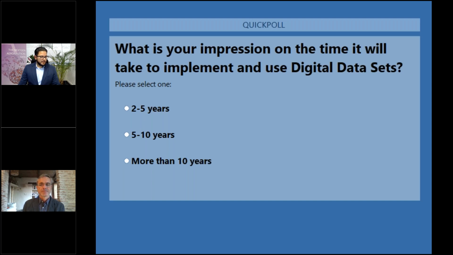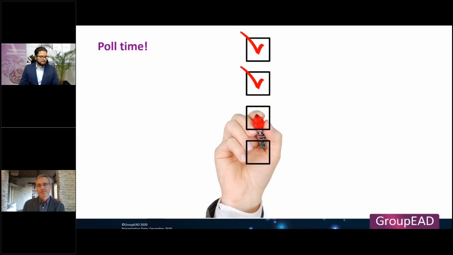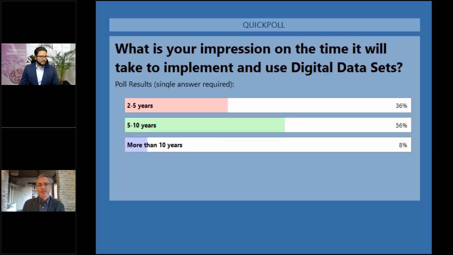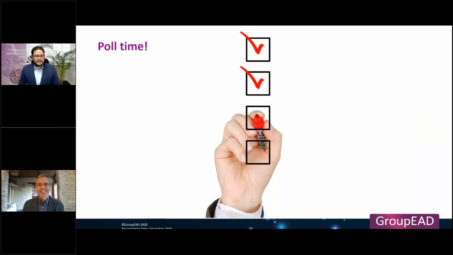Okay, Oscar, I think we have a very good percentage of people who have voted, and then I will share the results. The majority of them think it is between 5 and 10 years, and few people think that it will take more than 10 years. So let's say we are quite optimistic. Thank you, Oscar. All right.